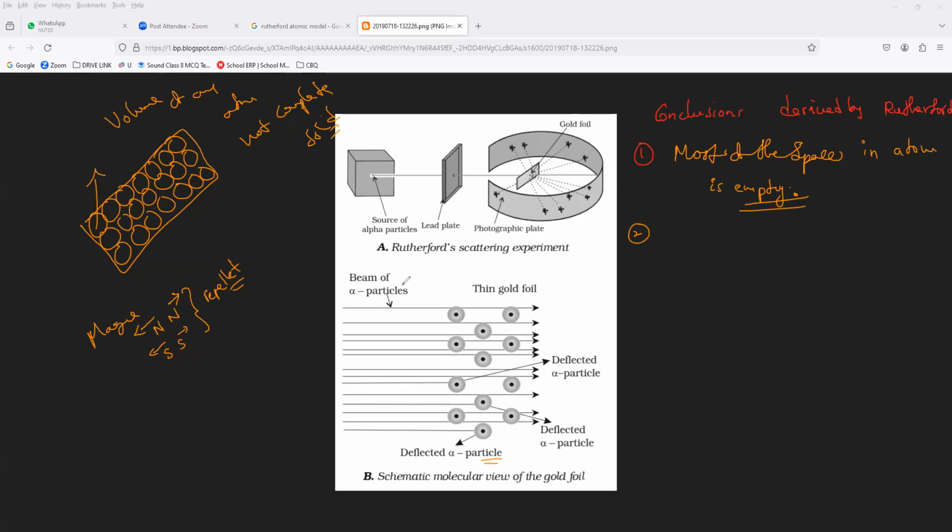So actually, what particles are we sending? Alpha particles. Alpha particles means what? Are they positive charge or negative charge? Everybody?